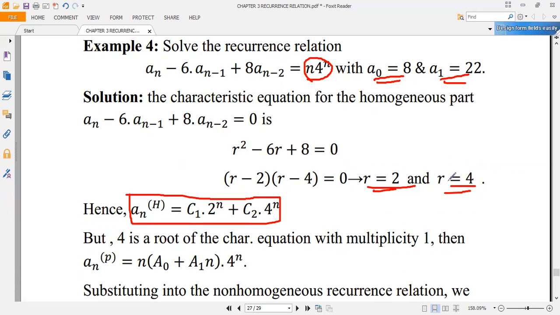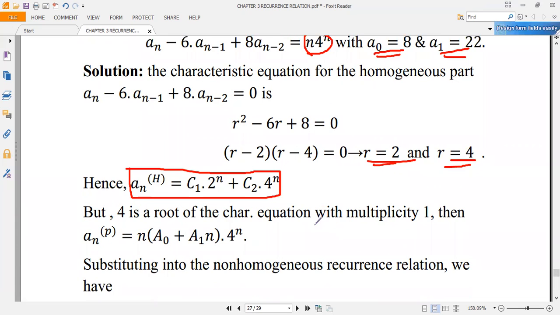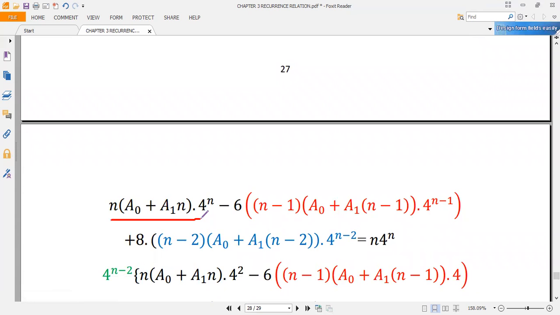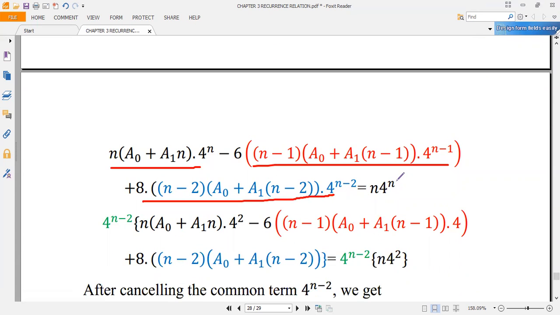So that with multiplicity 1, the trial solution to the non-homogeneous part will be this one. The polynomial function is linear, so a0 plus a1 n times 4 to the power of n, where the power of n is 1, which is the multiplicity of 4. Now substituting this trial solution into the non-homogeneous recurrence relation, on the an part, the an minus 1 part, and the an minus 2 part, you will get this, which is equal to n times 4 to the power of n.